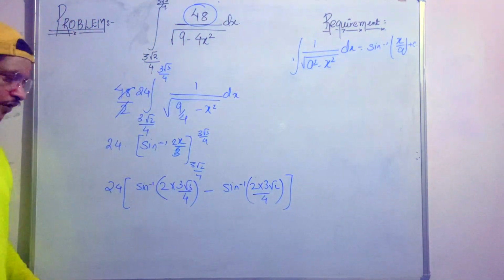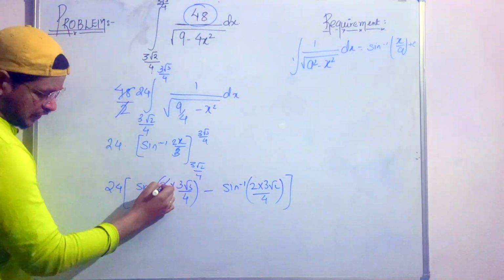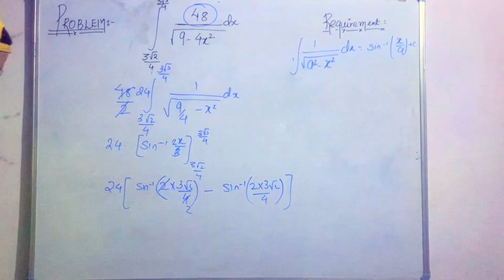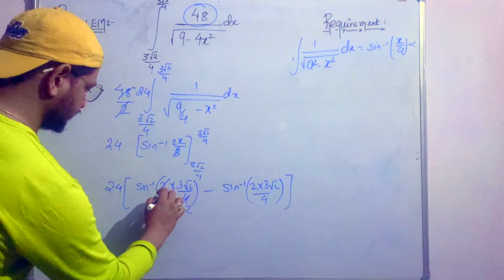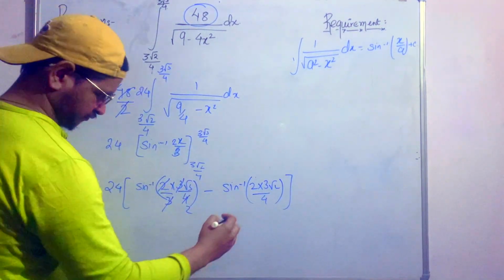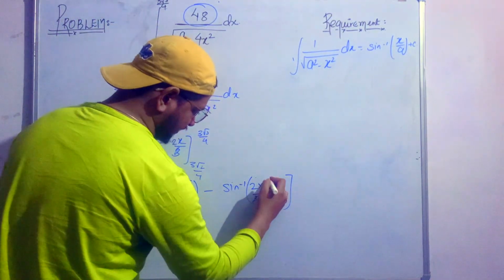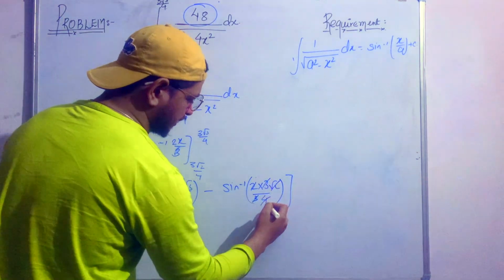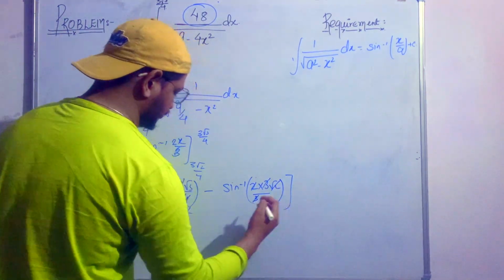Understood? Now let's cancel everything. So we can cancel this one, you will get 3 root 2. And this one is 2 by 3, right? 3 and 3 will get cancelled. This one is 2 by 3, 3 and 3 will get cancelled. 2 and 2 will get cancelled, root 2 gets cancelled. This one will come root 2.